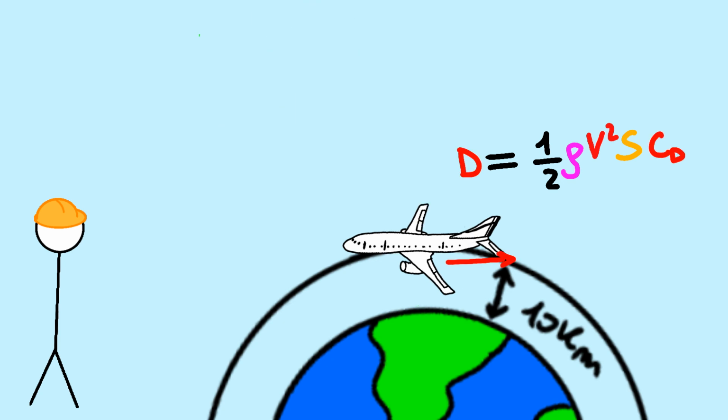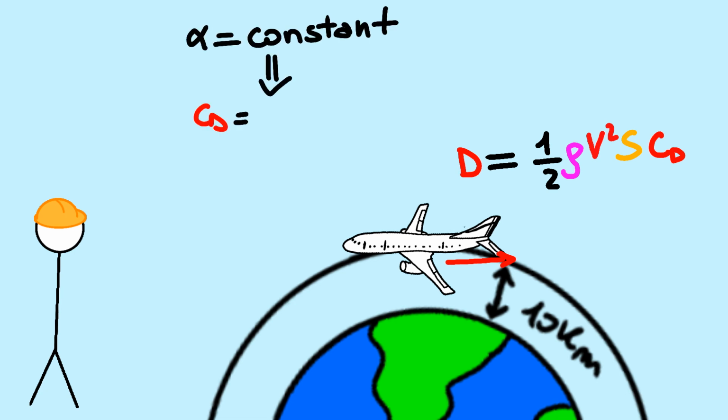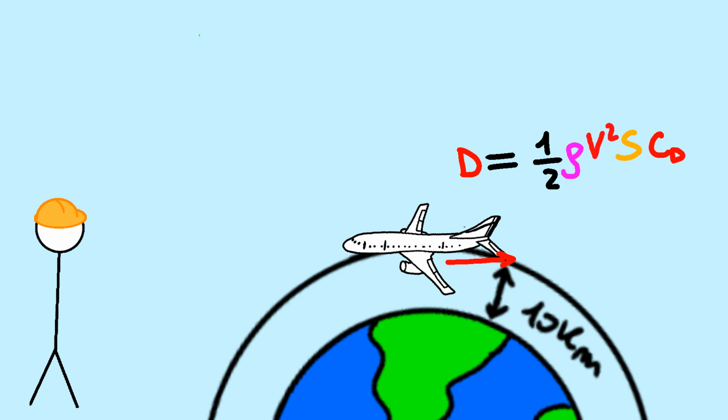With a similar equation, we can describe the drag force acting on the aircraft. Also, the drag coefficient can be considered constant for our scenario. However, now we also know how much drag we need to fight against with our engines. We know the thrust required.